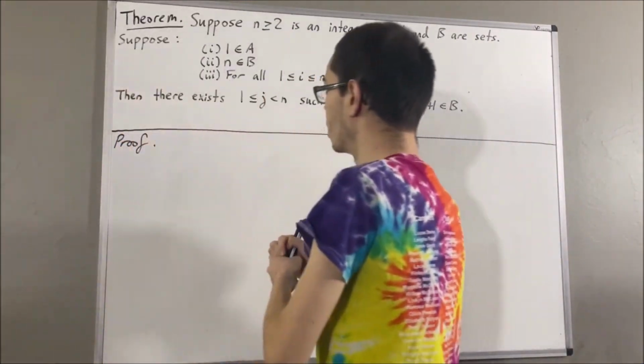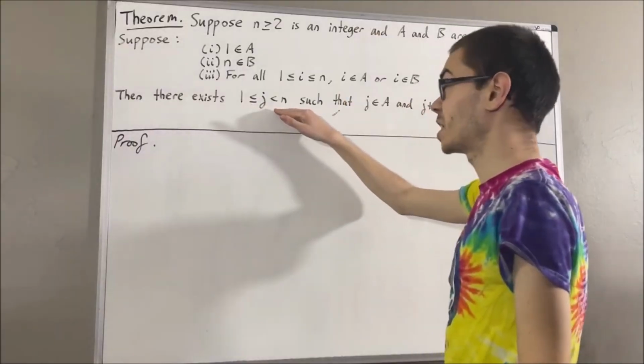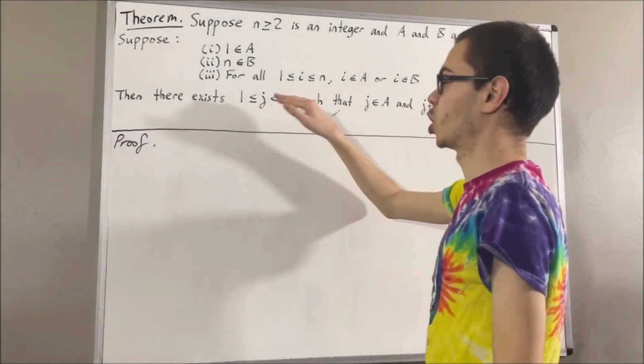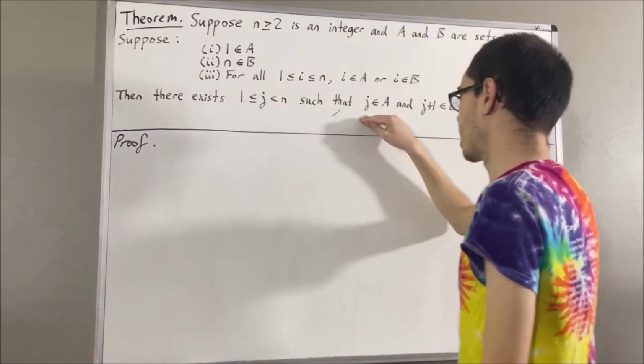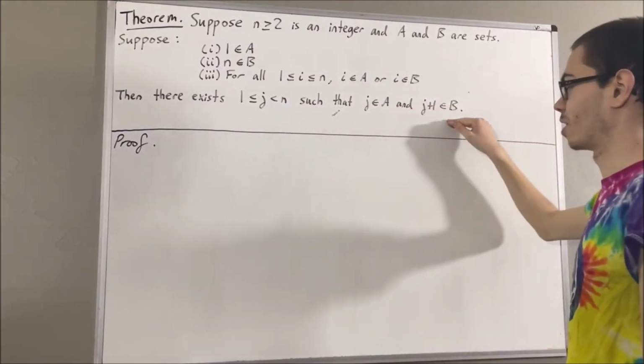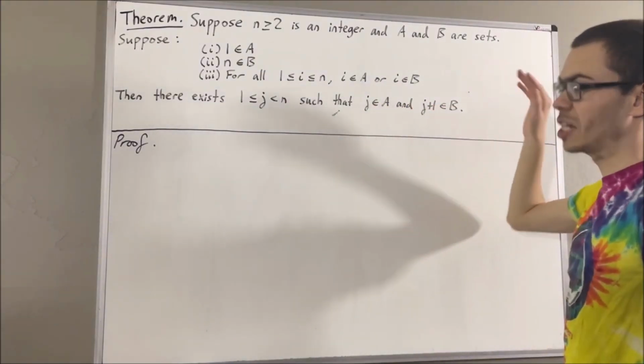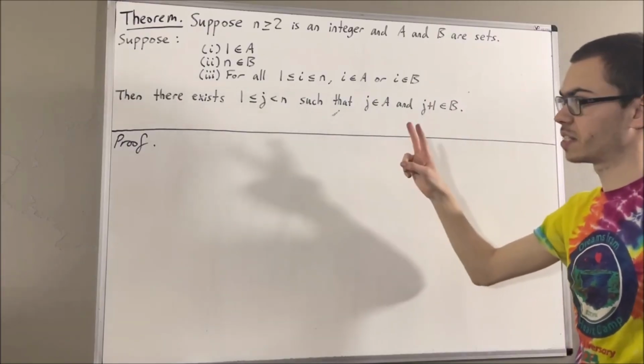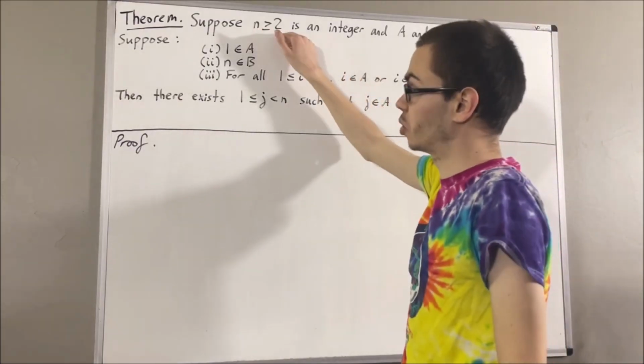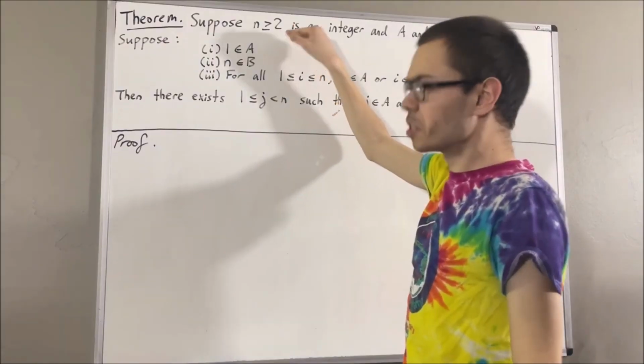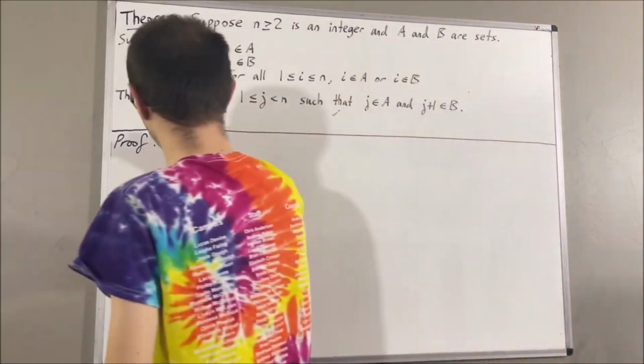Now the whole goal is to show that there exists a pair of adjacent integers between 1 and n. I'll call them j and j plus 1, such that j is an element of A and j plus 1 is an element of B. And to show that, we're going to split this up into 2 cases. Either n is equal to 2 or n is greater than 2. Let's first consider the case n is equal to 2.